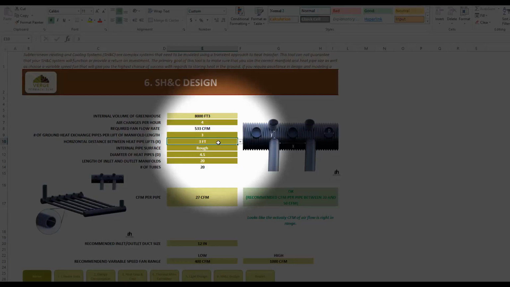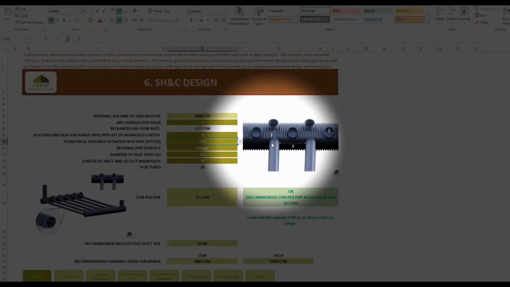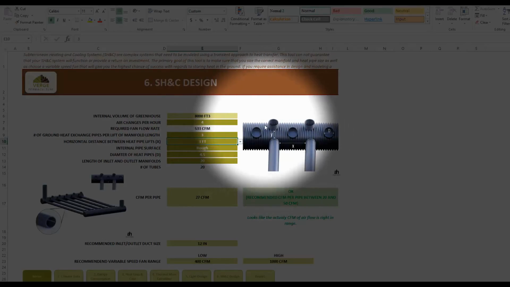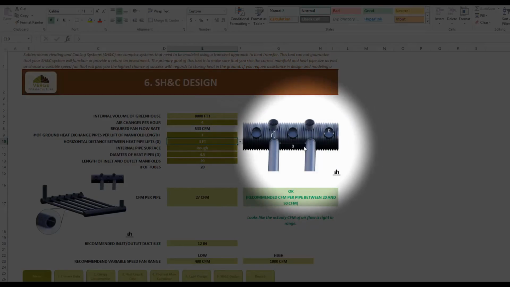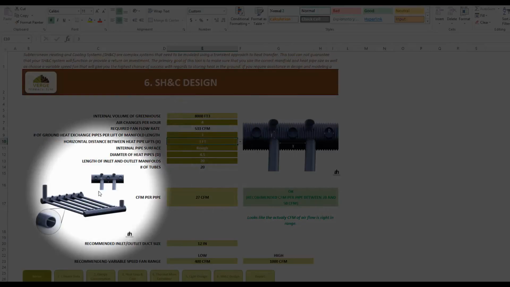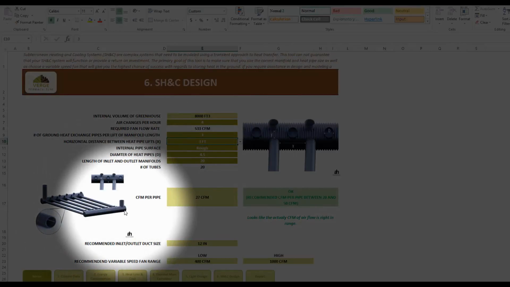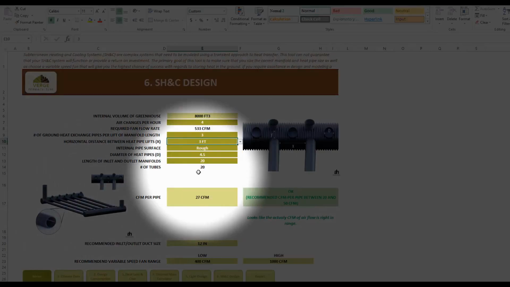Horizontal distance between the heat pipes is going to be the distance between lifts. So this bundle is a lift, and it's the distance between this pipe and the next pipe right here. And so this distance is going to determine how many pipes fit into the total length of the manifold. So we're going to also keep this at 3 feet right now.